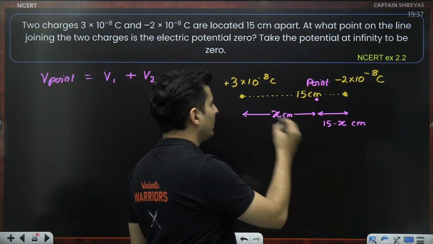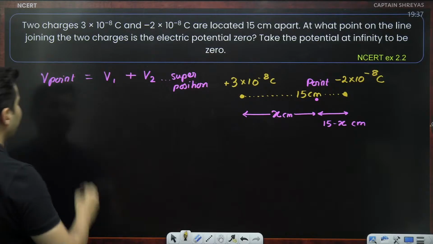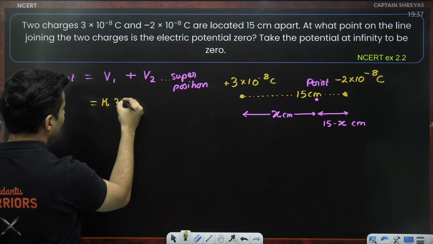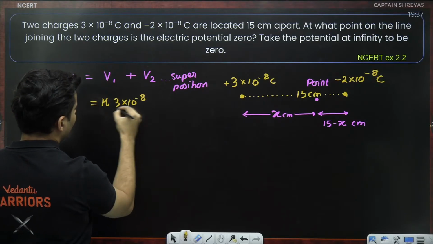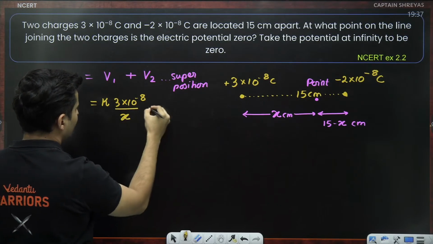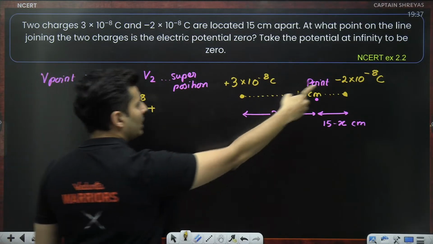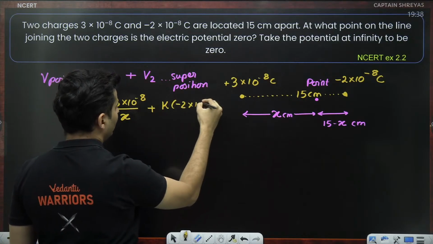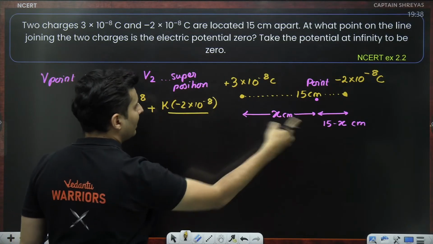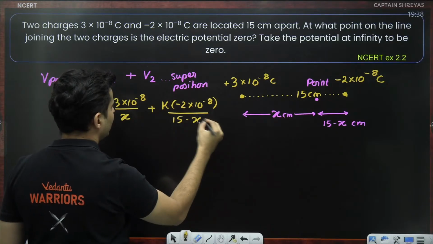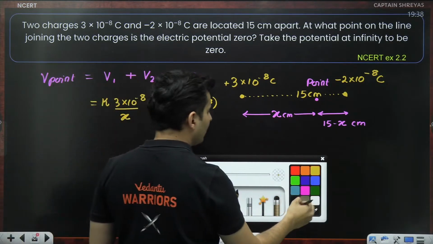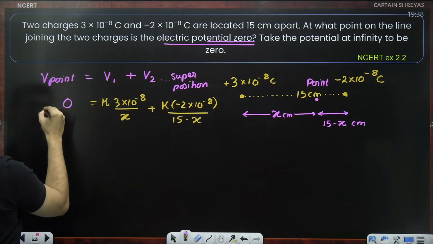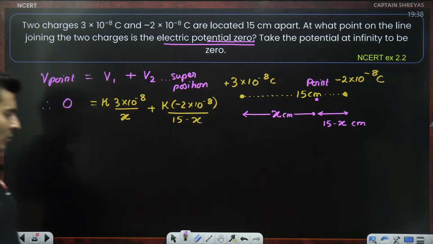So what is the potential due to this charge at this point? Well, it is K into Q, where Q is 3 into 10 to the power minus 8, divided by r, which is x, plus the potential due to the other charge: K into minus 2 into 10 to the power minus 8, whole thing divided by 15 minus x. But what is mentioned clearly in the question? That the electric potential is 0. That means this point has 0 volts.